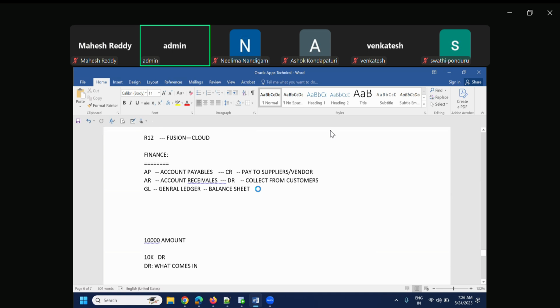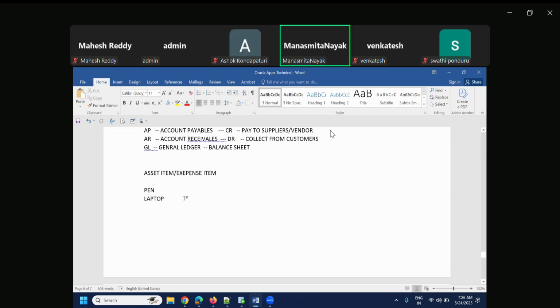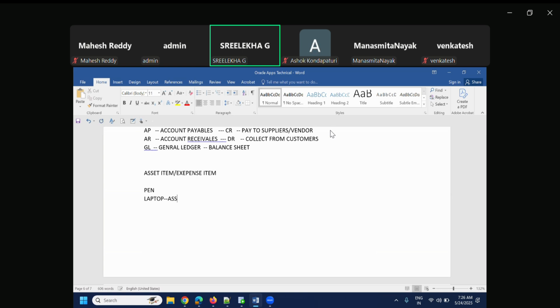Then, AP and purchases for my company. I'm purchasing asset items and expense items also. For example, I purchased one pen for my company, or I purchased one laptop for my company. Out of these two, which one is the asset item and which one is the expense item? The laptop is an asset item and the pen is the expense item.